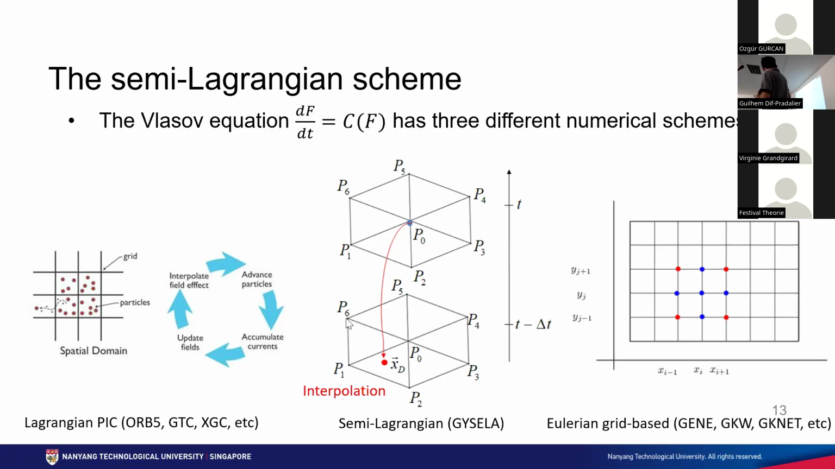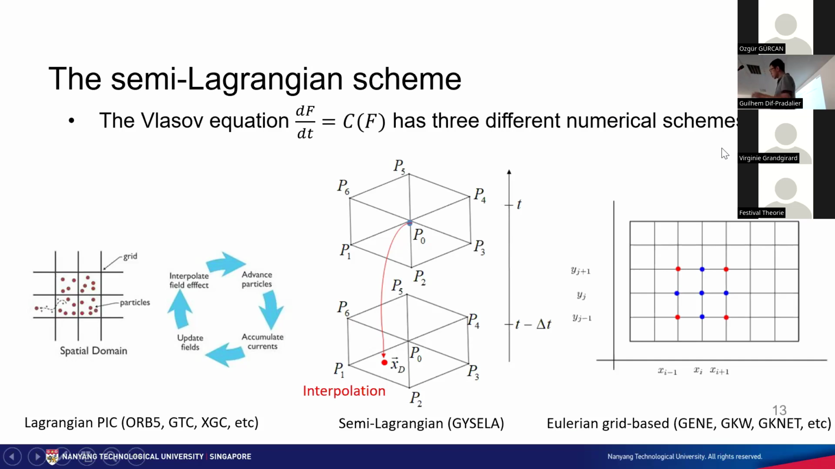The one way is to do particle simulation and collect the charge density and the current at the grid point. This is called the particle in cell method. On the right-hand side, there's this grid-based method. So you basically do everything on grids, right? Just finite differencing, finite element. So what Gisela uses is this thing called a semi-Lagrangian.